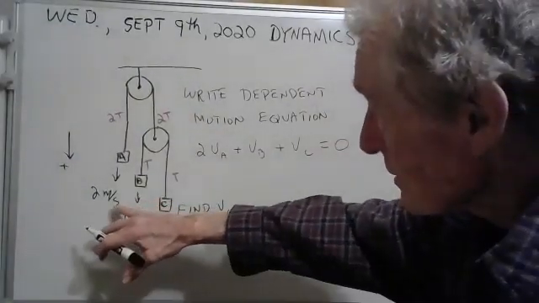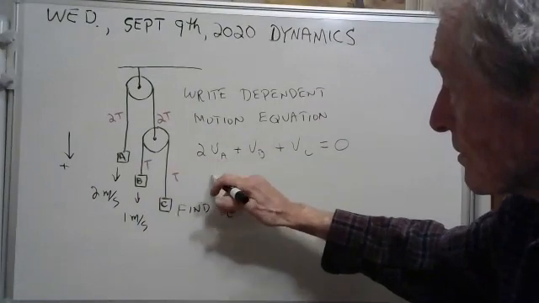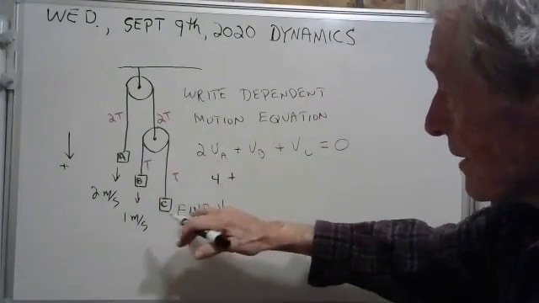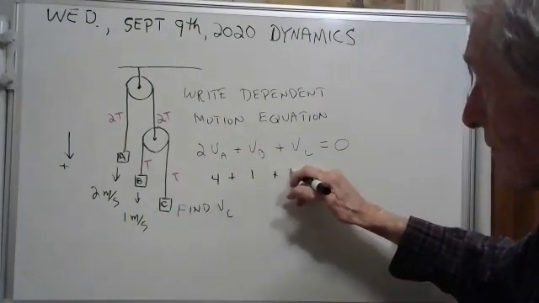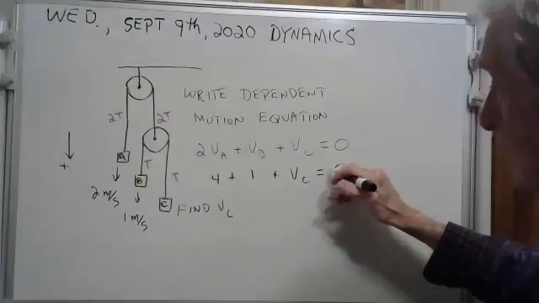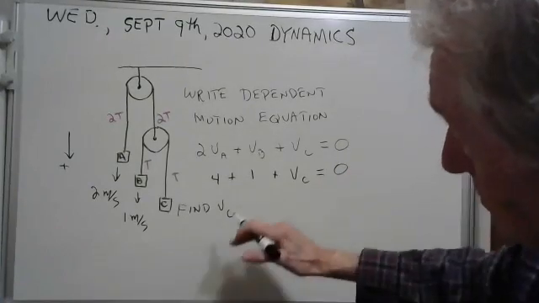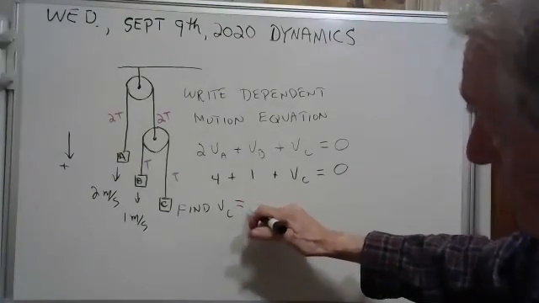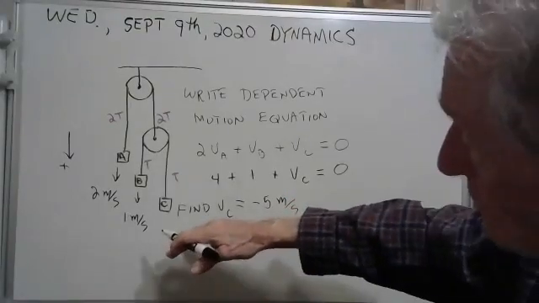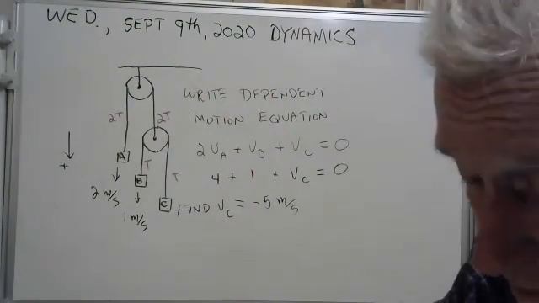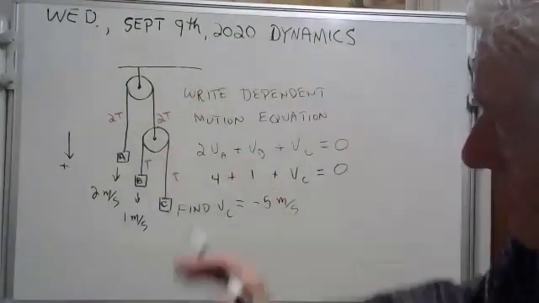So if A is going down 2, well, that's plus. So you'd have 2 times 2 is 4. And if B is going down 1, that's plus. So you'd add 1 to it. And then you have an equation, and you can solve for VC. Well, I get -5. How about you? I think VC is -5 meters a second. So you know what that means? It's going up. It's going up pretty fast. See, these are both going down, but C is going up.